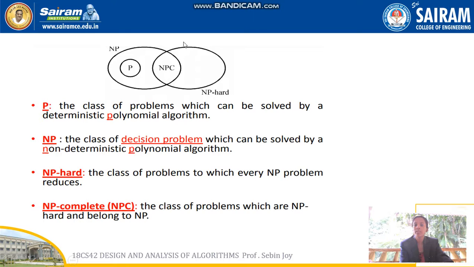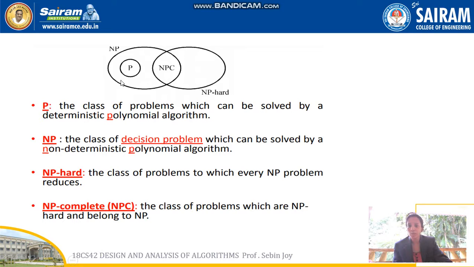So we are showing this in the form of a Venn diagram. Here P is a class of problems which can be solved by a deterministic polynomial algorithm. NP is a class of decision problems which can be solved by a non-deterministic polynomial algorithm. And NP-hard is a class of problems to which every NP problem reduces. And NP-complete problems are the set of problems which are NP-hard and belong to NP.